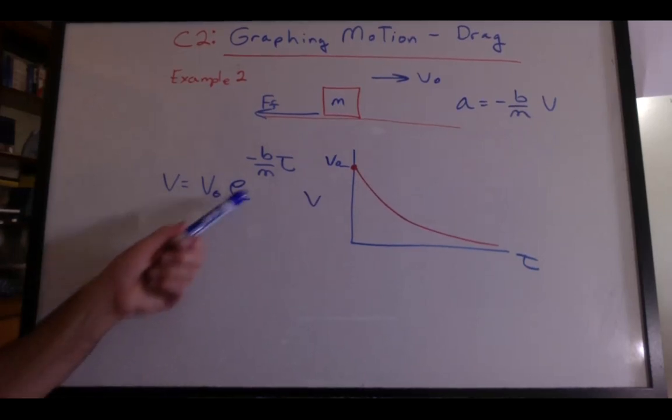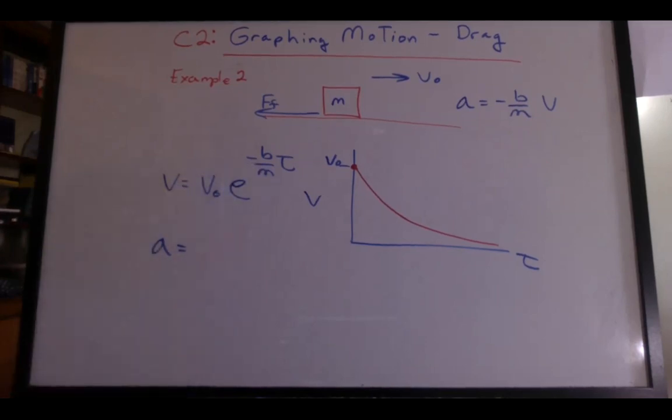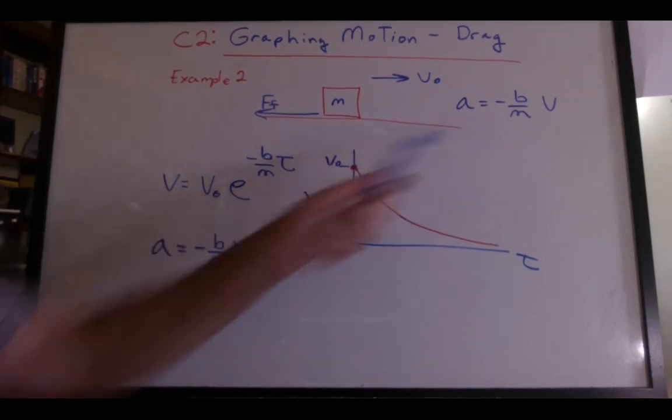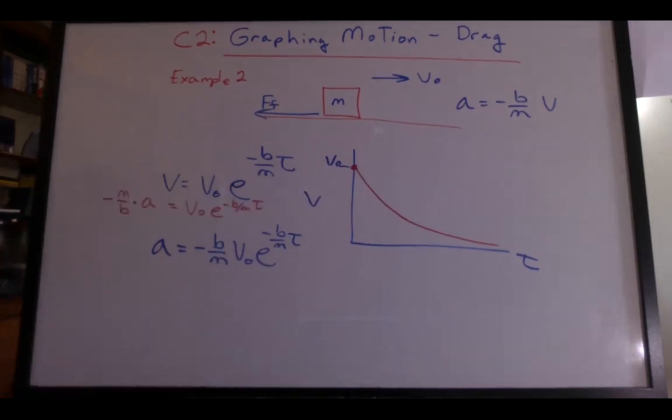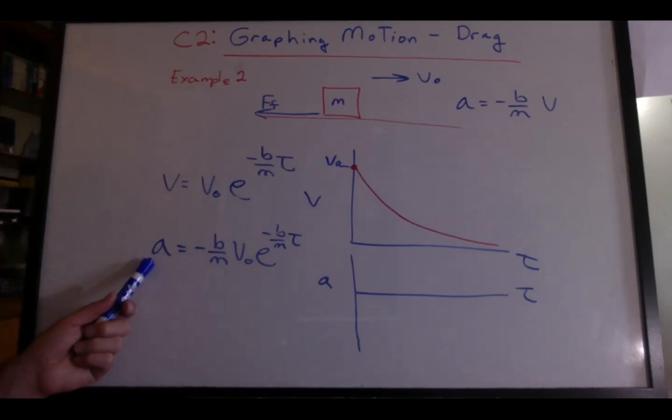The derivative of e to the x is simply e to the x, but we have to bring down the constant in front of the t. Now, if you didn't want to take the derivative, we can substitute this equation in for velocity. Just doing the algebra, we get negative m over b times a for velocity. When we bring these constants over to here, we end up with the same equation for acceleration. Now, take a look at that negative sign.